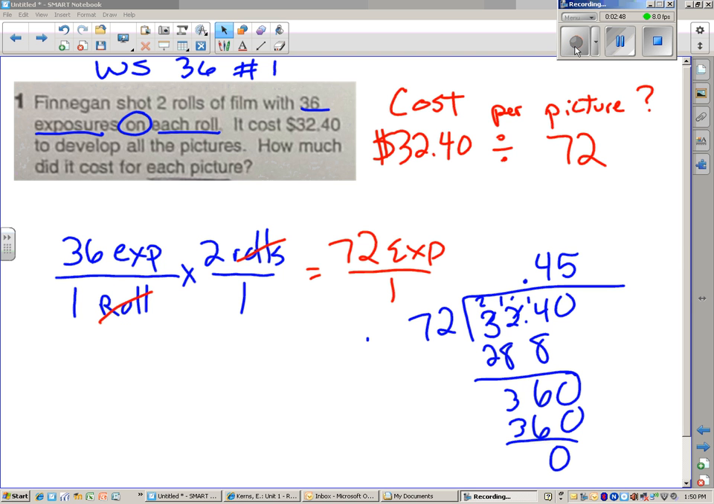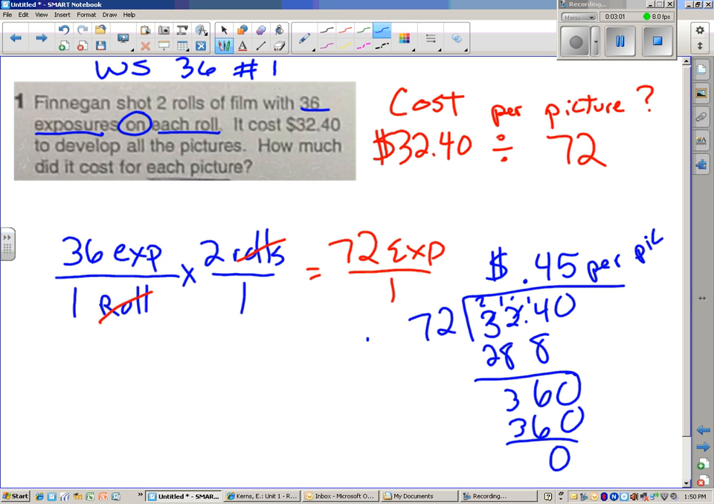So when I did $32.40 divided by the 72 exposures, it gave me 45 cents, and your final answer is 45 cents per exposure or per picture. That is your answer on number 1.